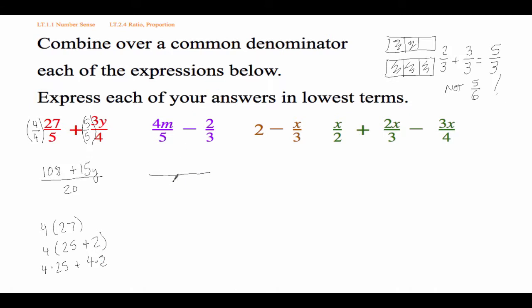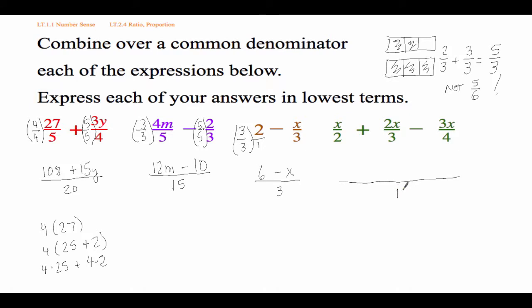In this second problem, our common denominator is 15, so we multiply the left side by 3 over 3. We multiply the 2/3 by 5 over 5, and we get 4 times 3m is 12m, and you have a minus. 5 times 2 is 10. And that's our final answer. The third problem, notice the common denominator is a little bit different here. The common denominator is 3. So we'll have to multiply 2 by 3 over 3. This is just a refresher on getting a common denominator. 6 minus x is over 3.